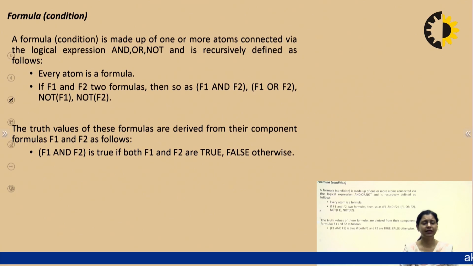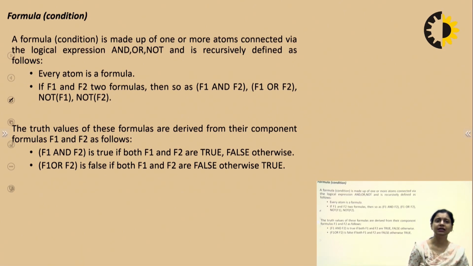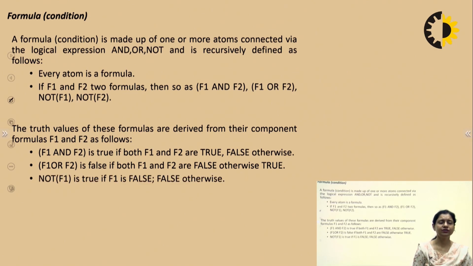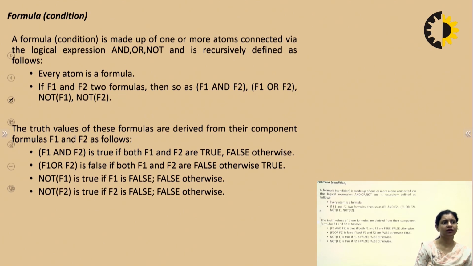And we know the truth values. When we say F1 and F2, it is true only when F1 and F2 both are true. In case any one of them is false, we'll get the result as false. In case of F1 or F2, if at least one of them is true, we get the result as true. If both of them are false, we'll get the result as false. Not F1 is true if F1 is false. It is the complement. If F1 is true, not F1 would be false. Similarly, if F2 is true, not F2 would be false, or if F2 is false, not F2 will be true.